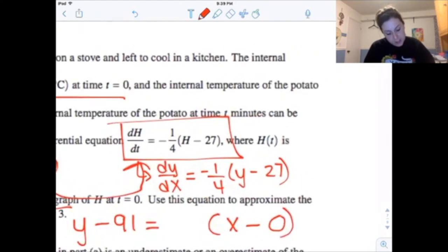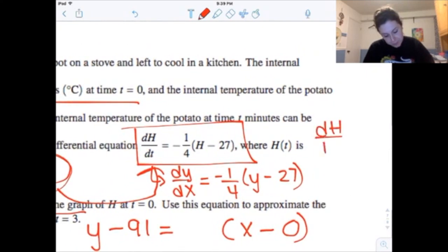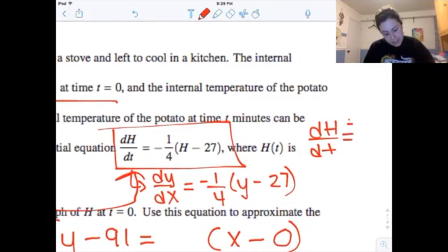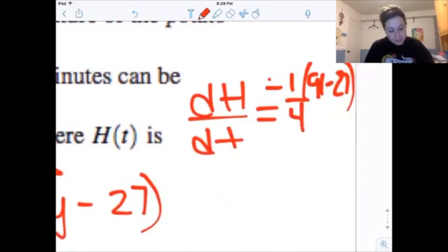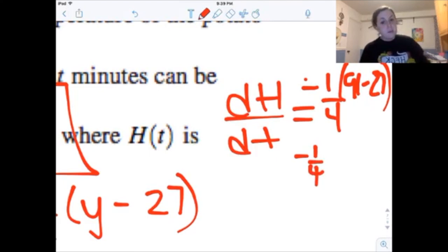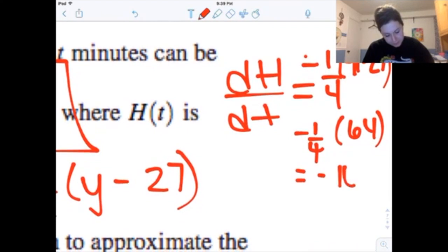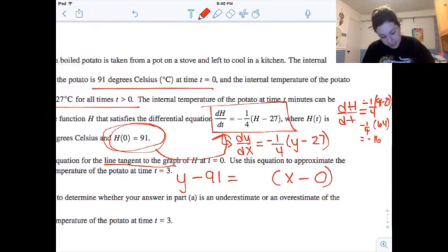So I'm going to find dh dt when h is 91. So it's negative 1/4 times 91 minus 27. I don't know why this is hard for me right now. 64. And so that is negative 16. So this is going to be negative 16. So that is my tangent line.